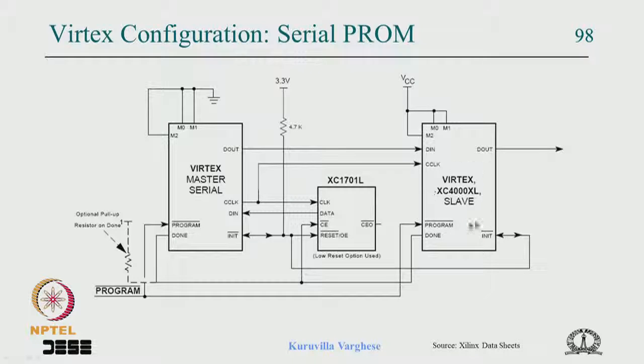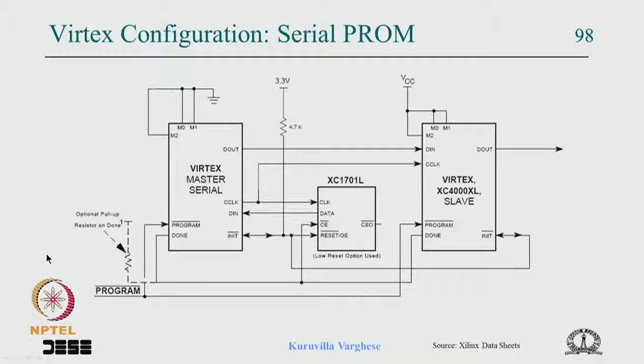While the second slave programs, it leaves D out with 1, and the third slave waits. So one by one the FPGAs get programmed, and there is a pin, the DONE pin, which indicates that the FPGA has finished programming. Once again, this is an open drain output which is pulled high, so it forms a wired AND again. Unless all the FPGAs' DONE pins are high, this wouldn't go high.